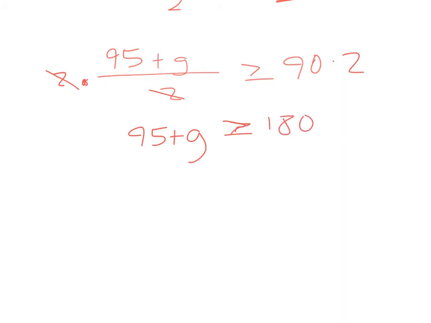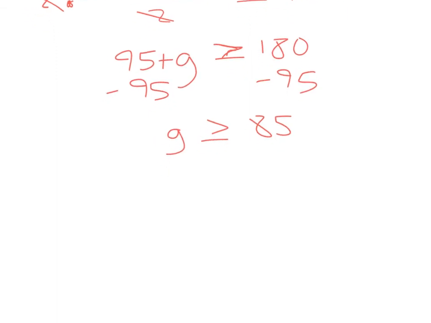So think about what that would mean. 95 is his first test score, G is his second test score. The sum of the test scores must be greater than or equal to 180. Subtract 95, and you get G is greater than or equal to 85.